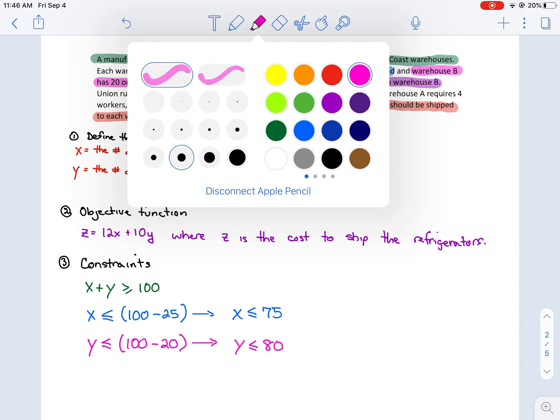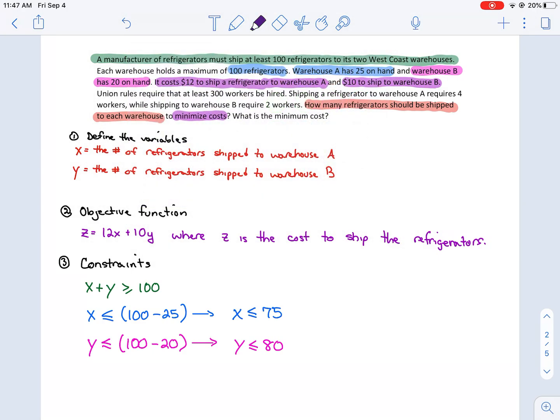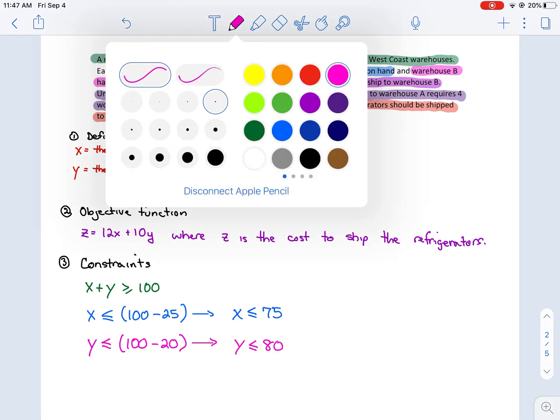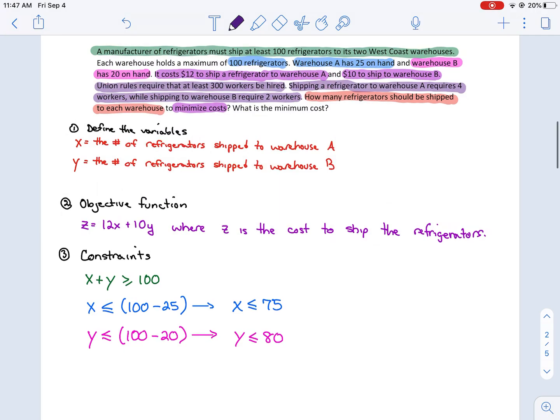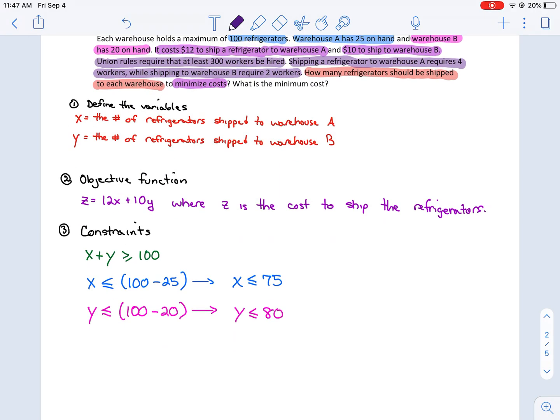Okay, and we have one more constraint. It says union rules require at least 300 workers to be hired. Shipping a refrigerator to warehouse A requires 4 workers, while shipping to warehouse B requires 2 workers. So that can be written as the following: 4x plus 2y is greater than or equal to 300.